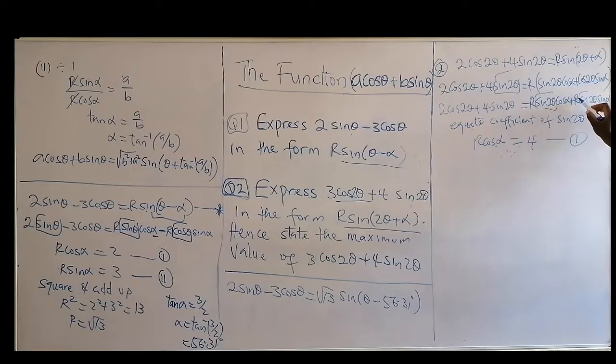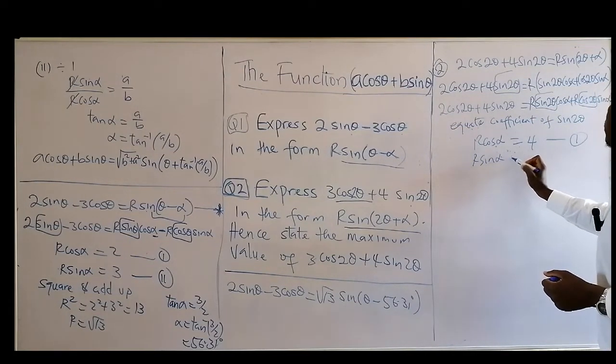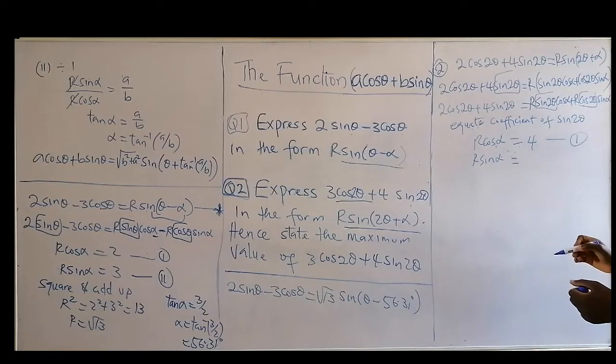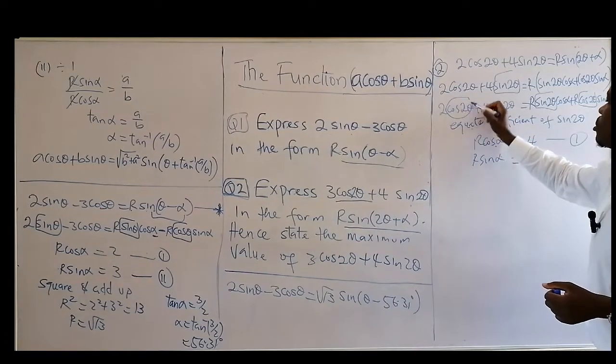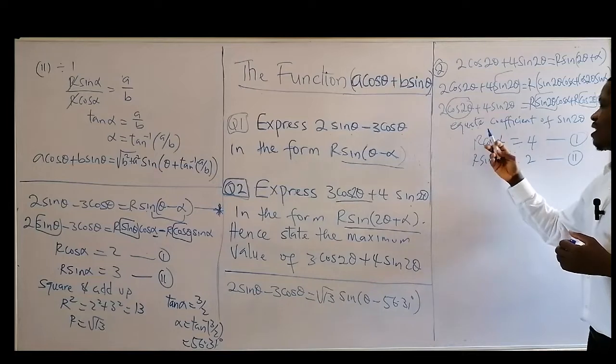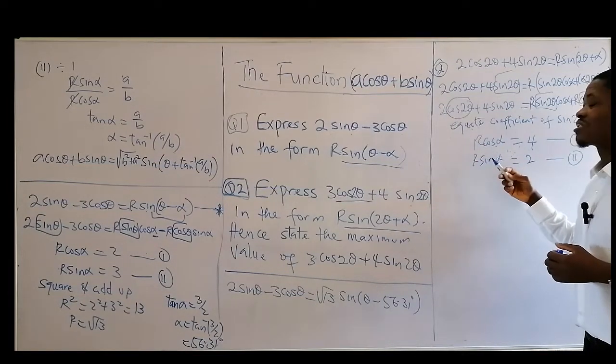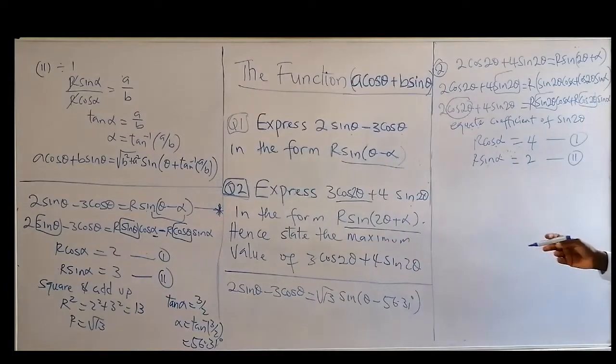Also equate the coefficient of cos 2 theta. Cos 2 theta is r sine alpha, and that is equal to the coefficient of cos 2 theta, which is 2. That's equation 2. By the time you solve questions like this, you observe that it's always r cos alpha for one function and r sine alpha for the other. It's always like that.